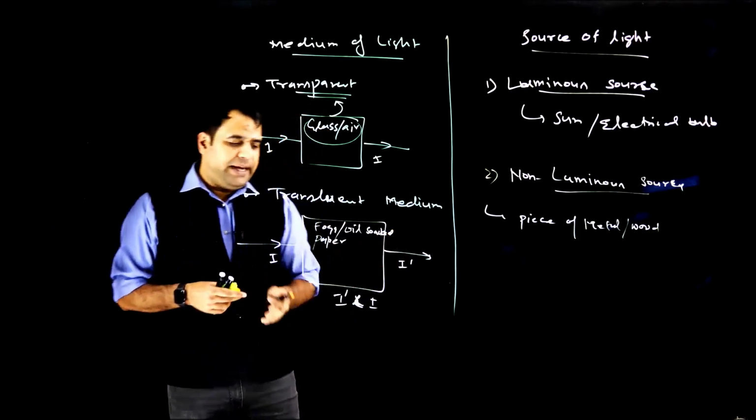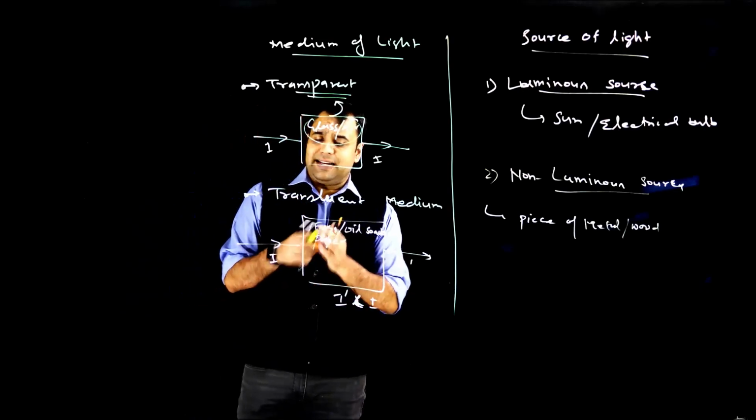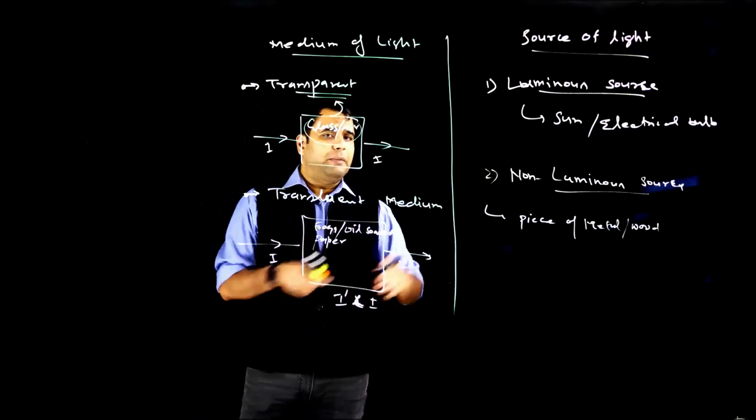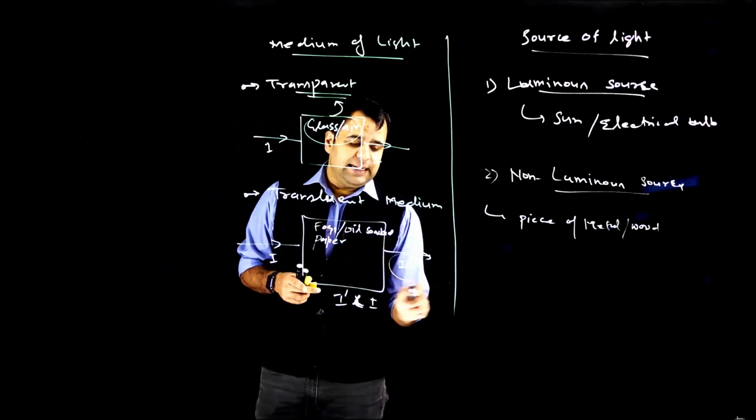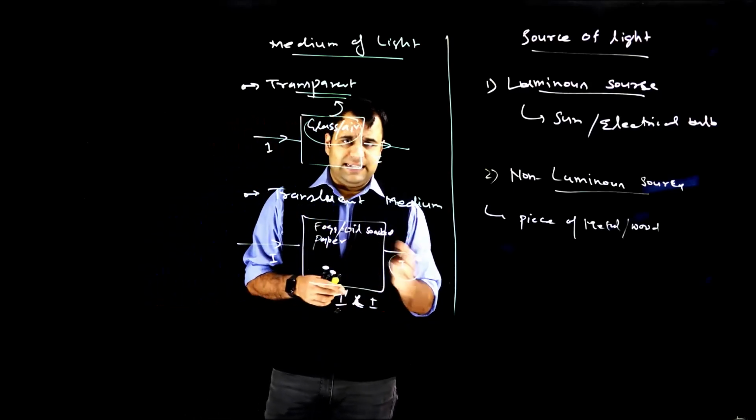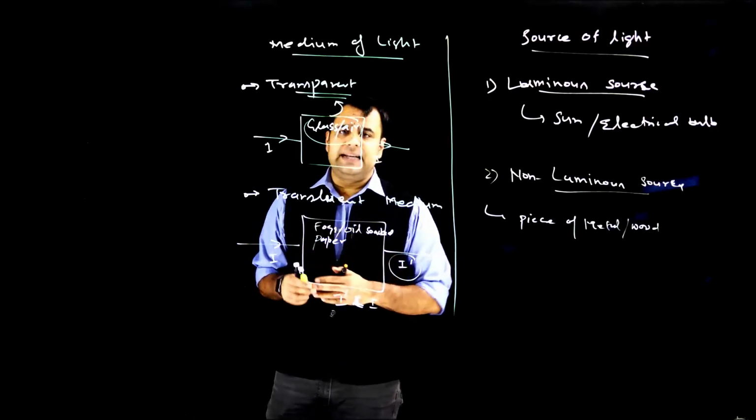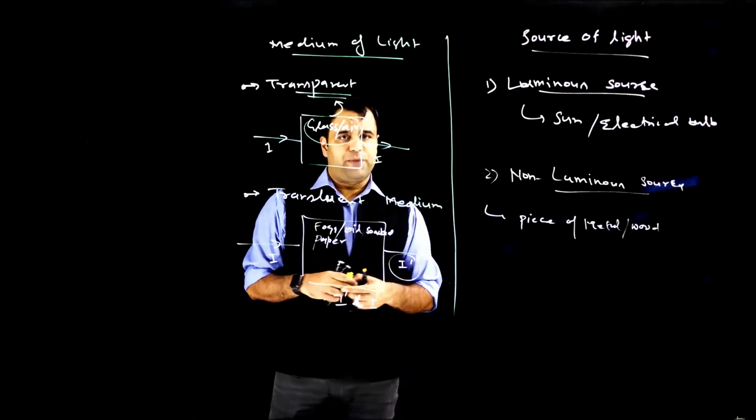These kinds of medium ultimately transfer the light. Some portion of light will be able to transfer through them. But when it transfers through these mediums, the intensity of light is less than the intensity of light when it enters inside the medium.